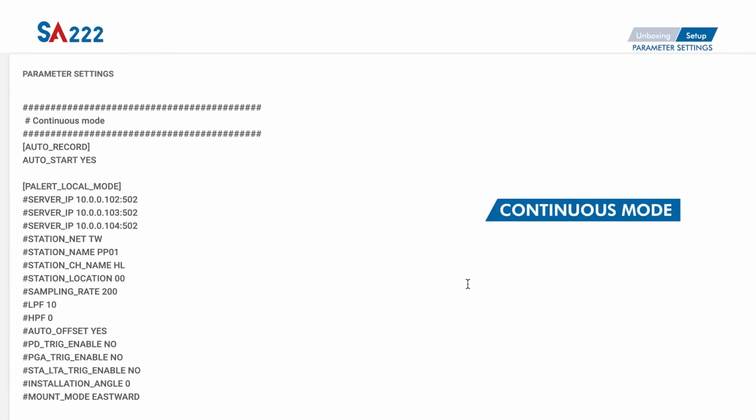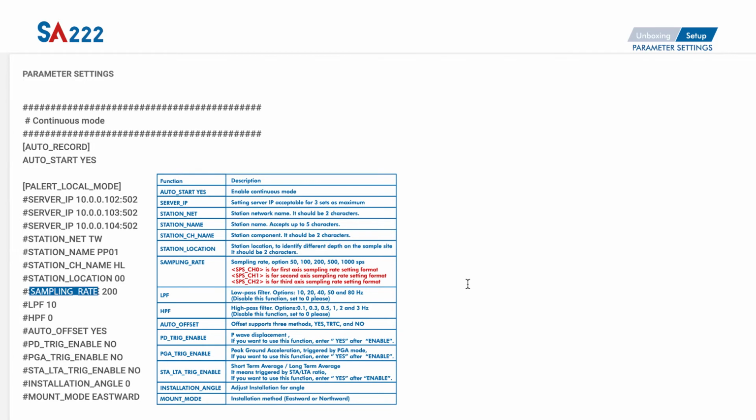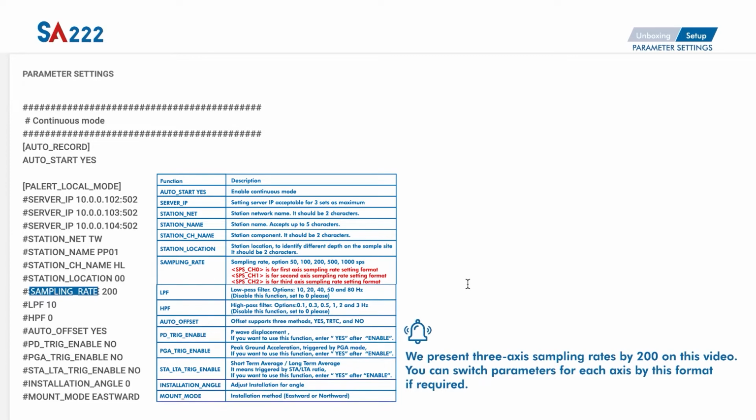Continuous mode. Server IP. You can set up 3 sets of server IP at maximum. Sampling rate. SBS channel 0 is for the first access sampling rate setting format. SBS channel 1 is for the second access sampling rate setting format. SBS channel 2 is for the third access sampling rate setting format. We preset 3 access sampling rates to 200 in this video. You can switch parameters for each axis by this format if required.